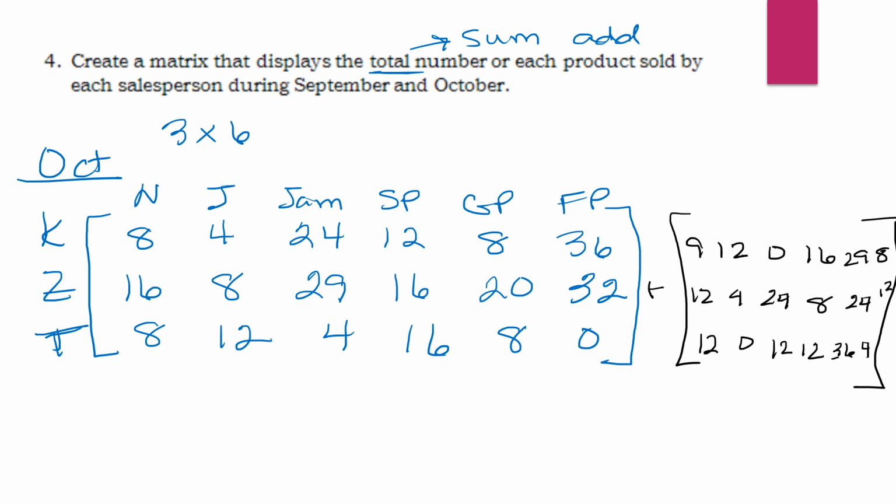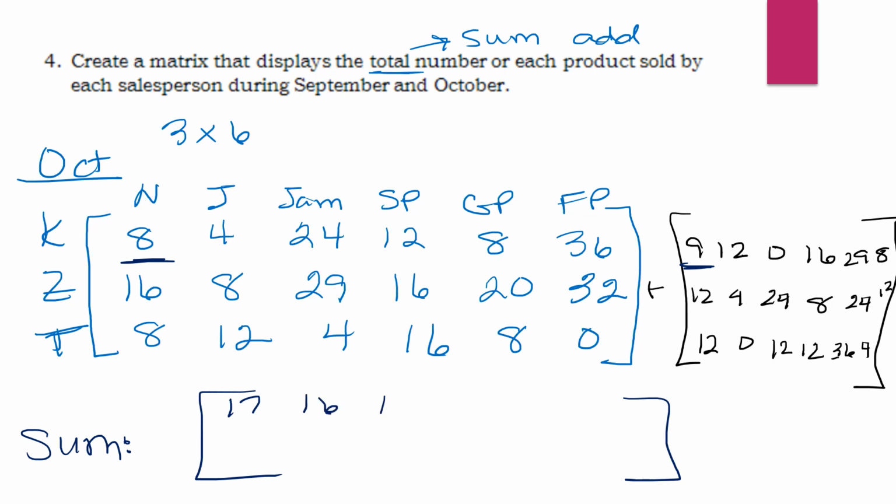That's a 4. So if we find the sum of these two things, since we're adding, the order doesn't matter. So the total for each, we're just going to add each element that's in the same spot, row 1, column 1, and add them together. So total, Keys had 17 for the nuts, and he had 16 for the jerky. He had 12 for the jam. He had 28 for snack packs. 29 and 8 for the gift packs would give you 37, and the family pack should be 44, and that is all for Keys.